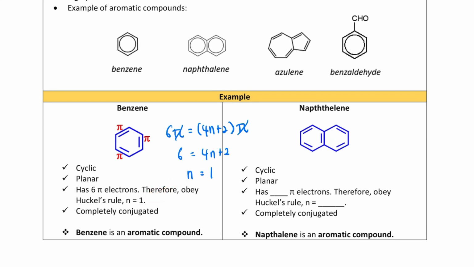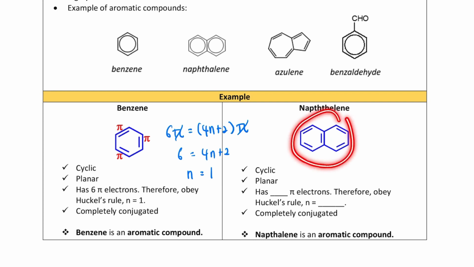Yes, check alternating tak double and single bond dia. Ya, ada double bond and then single bond, double bond, single bond, double bond, single bond. So that means dia alternating double and single bond. So completely conjugated. So tiga benda ni kita obey. So automatically planar ni akan come along lah. Okay, so that means we have proved that benzene is an aromatic compound. Memang tak boleh nak nafikan lagi lah benzene is an aromatic compound.